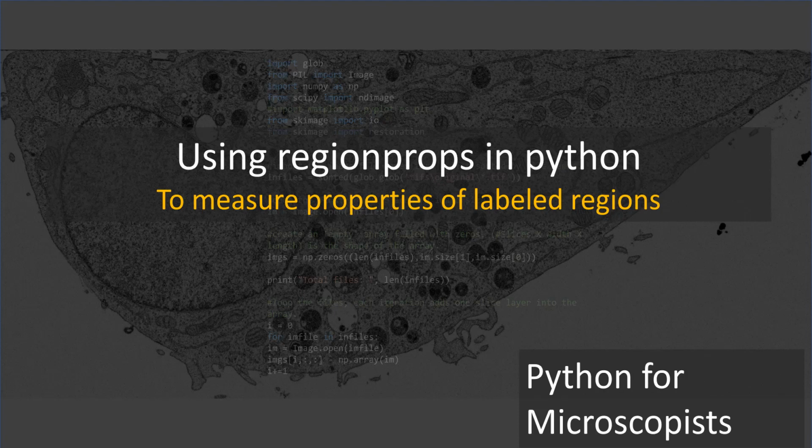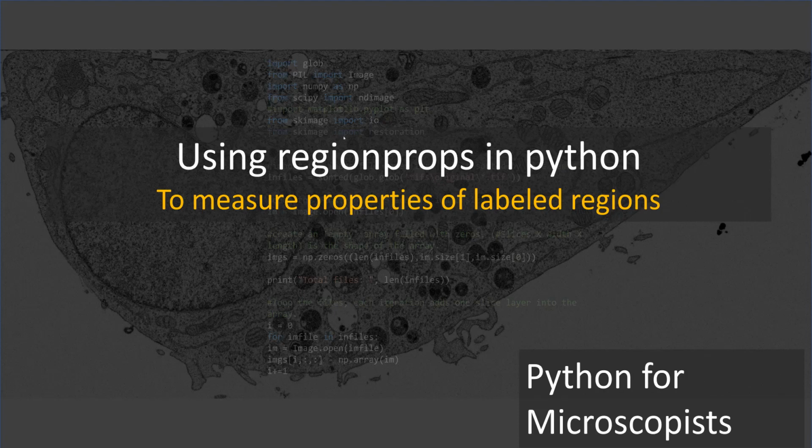In today's video, I'm going to talk about using region props in Python. This function allows us to measure properties of labeled regions. For example, if you're segmenting your images and you have a bunch of little features that you would like to quantify, then region props can be a great, simple way of doing that.